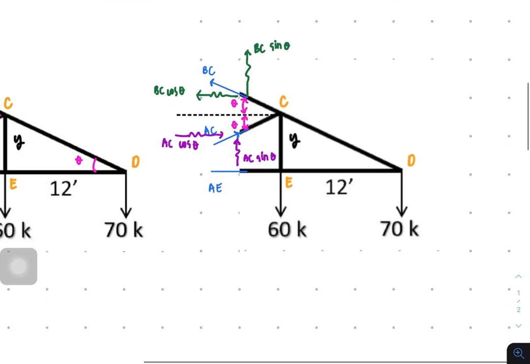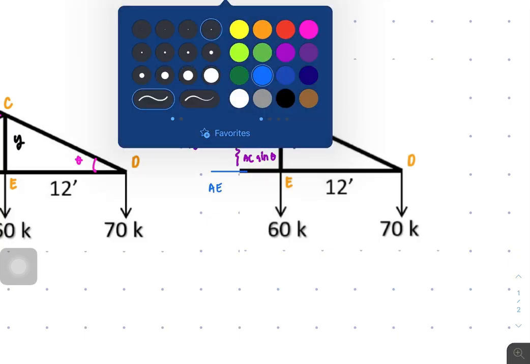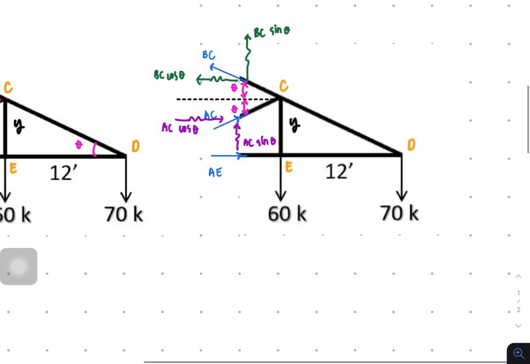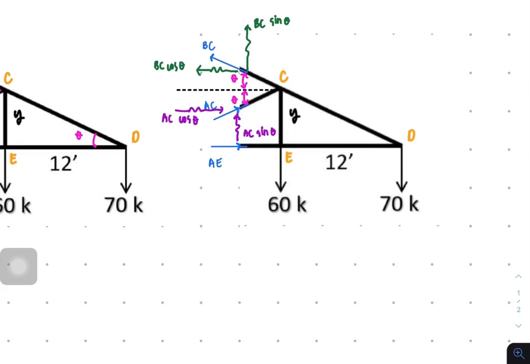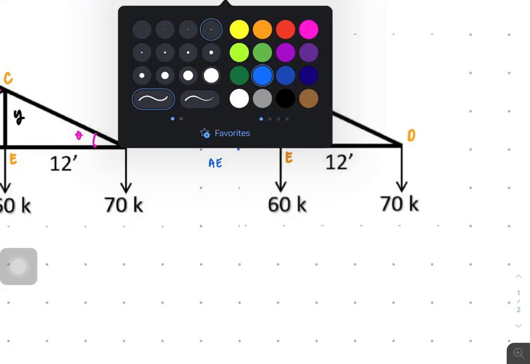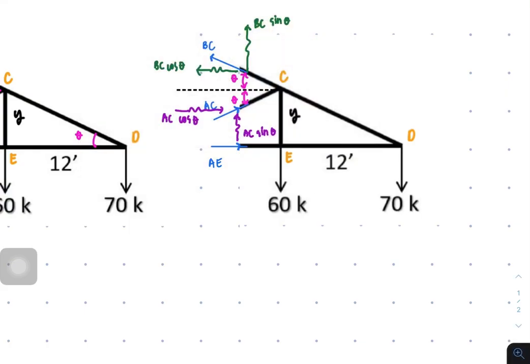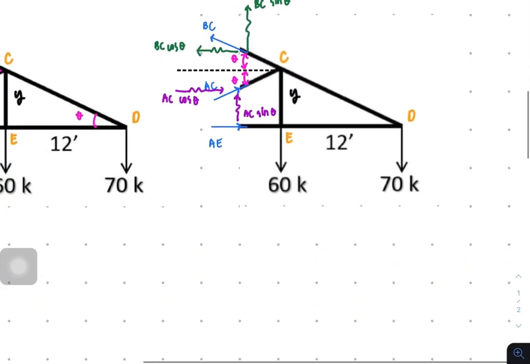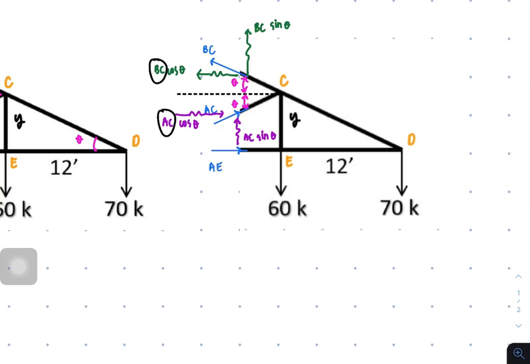Right, how about for AE? I'd like to have AE as compression. So here, this is compression AE. Okay, so what we're gonna do here is we're gonna solve among the three members one at a time. So we need to solve for BC, AC, and AE. So there are three unknowns.